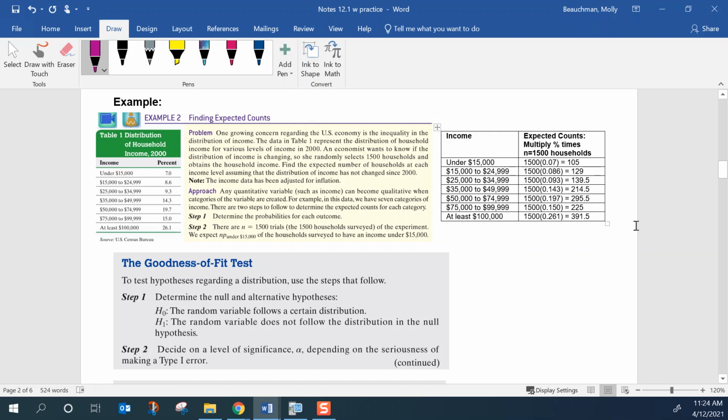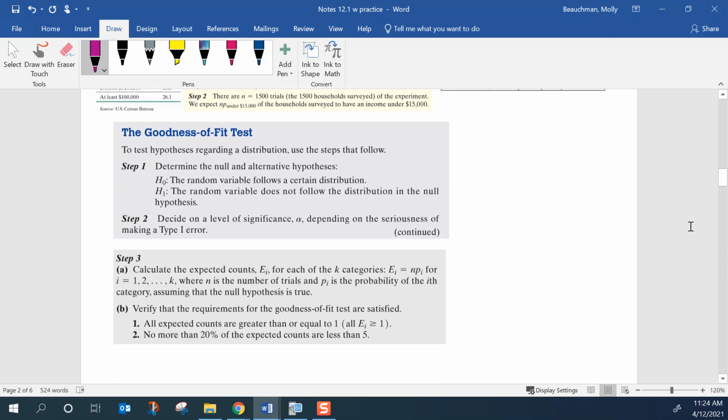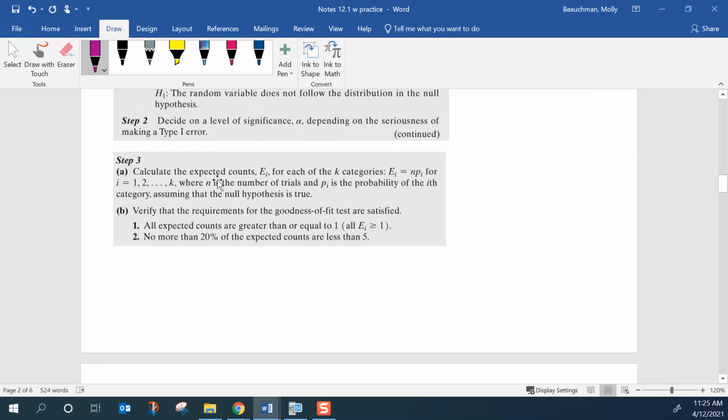So now we have expected counts, and we want to look at what a goodness of fit test does. To test hypotheses regarding a distribution, step 1, determine the null and alternative hypotheses. The null is that the random variable follows a certain distribution. For this problem, it follows the 2000 Census Bureau distribution of income. The alternative is that the random variable does not follow the distribution. Notice there's no greater than or less than. It's just that it does or it doesn't. Step 2, decide on your significance level. It might be given. Step 3, calculate the expected counts, which we have already done for this problem, and verify the requirements are satisfied. The requirements for this test: all expected counts are greater than or equal to 1, and no more than 20% of the expected counts are less than 5.